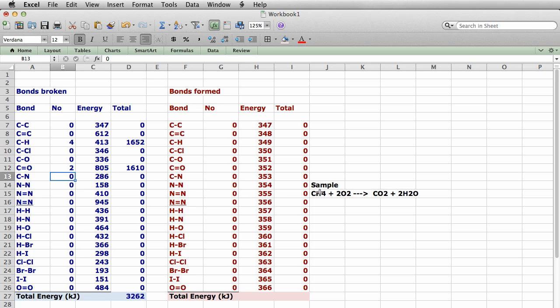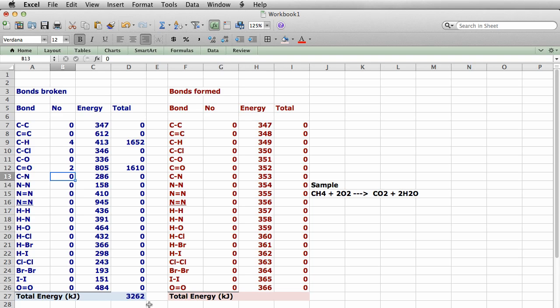In other words, over here, if we're breaking the 4 carbon-hydrogen bonds and the 2 oxygen double bonds, the total cost of that is 3262. So there's a lot of energy which is input into the system. So, well, what do we get out of the system? Is there any output from the system?